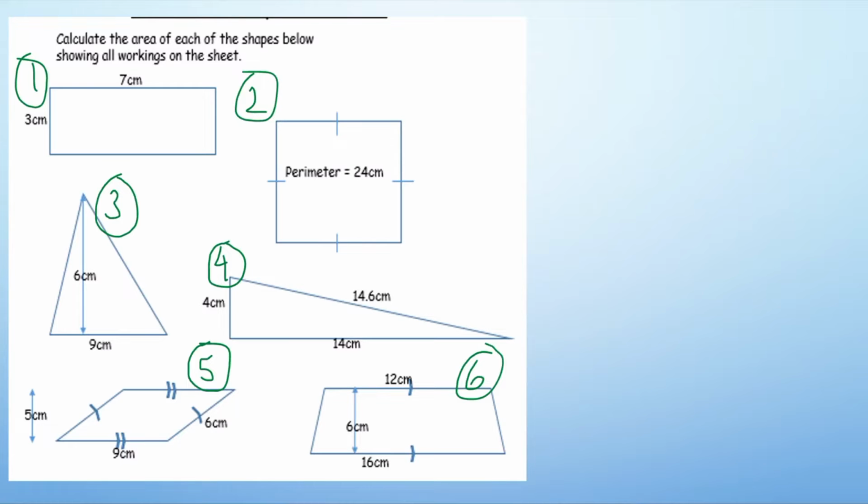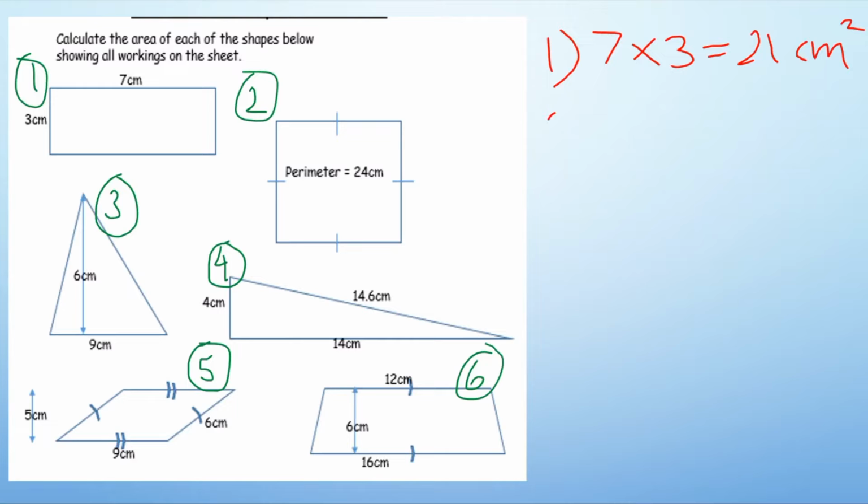Alright, for the first one we have a rectangle with sides 7 cm and 3 cm. Now what is the formula for finding the area of a rectangle? It's pretty simple. You just multiply both the sides, length into breadth, 7 into 3, which is equal to 21 centimeters squared.